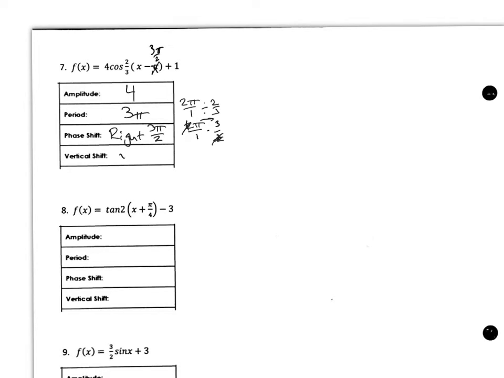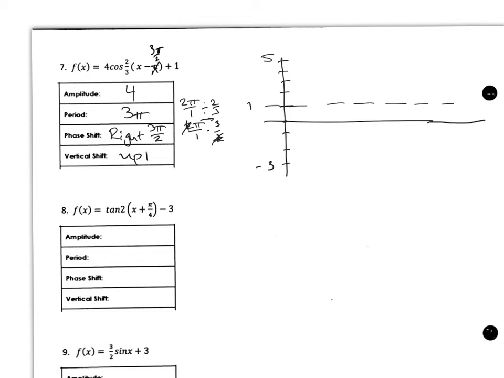And then our vertical shift is up 1. Oh, so we got a lot to do here. Our amplitude's kind of big, so I'm going to put this in the middle. So we know we have to go up 1. And we know we have to be able to go up 4 from there. So that's 5. We have to go down 4 from there. 1, 2, 3, 4. So that's -3.